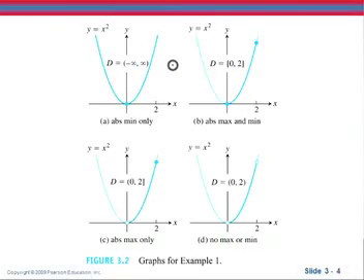Now look at the graph in B. Here we're only looking at the domain between 0 and 2. So the piece here that's a little darker, we're only looking at that piece. It has an absolute maximum here and an absolute minimum here. So it has an absolute maximum of 4, 2 squared, and an absolute minimum of 0, 0 squared.